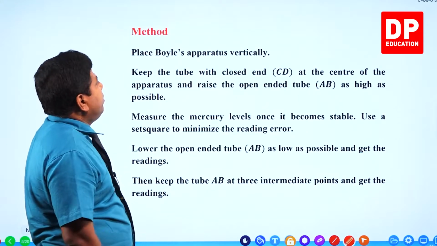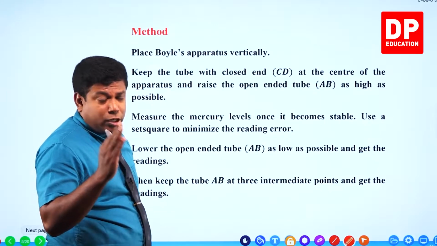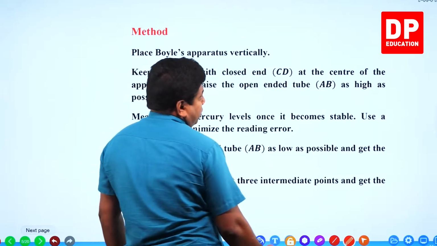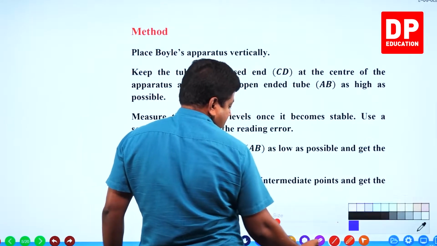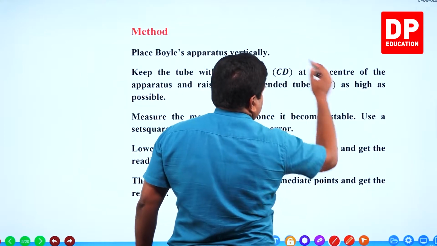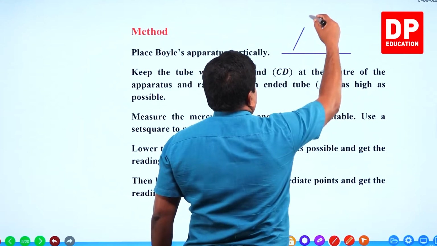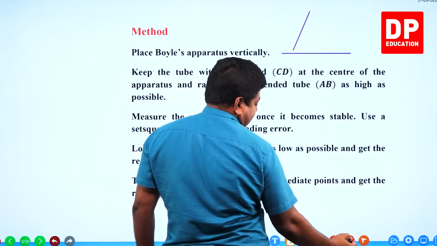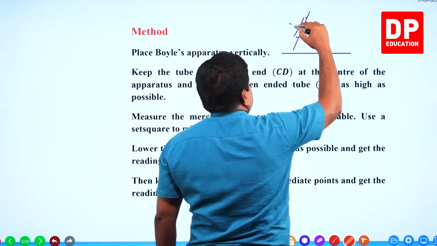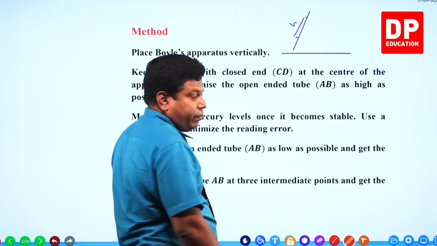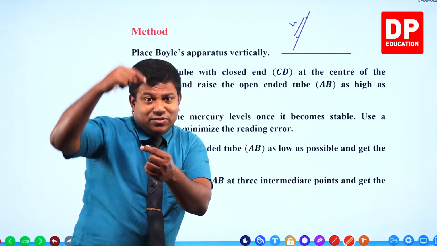Look at the steps. Place Boyle's apparatus vertically. Make sure it's vertical, because suppose we have kept the instrument, say this is a horizontal line. Suppose you have kept it at an angle like this, then the reading you are getting is this much. This is what is going to be h. So when you write P plus h, it will be wrong, because you are getting the vertical distance, the vertical height.